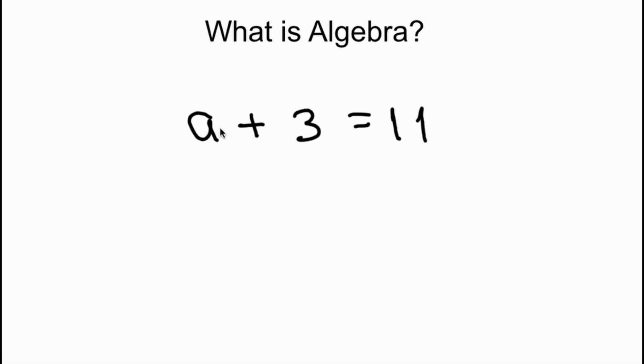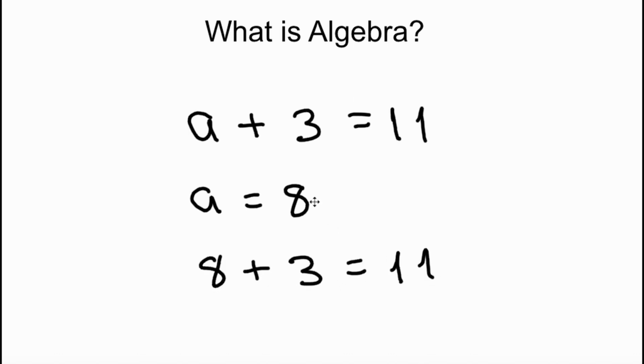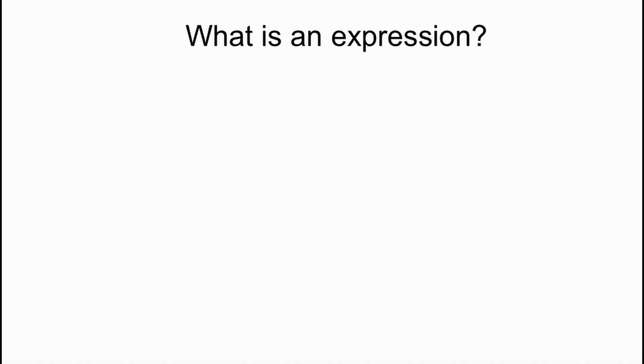So we can figure out what this A is by simply asking ourselves, what number plus 3 will give me 11? Well, after a little bit of thinking, you can come up with the answer that A has to be equal to 8, because 8 plus 3 is equal to 11. So the answer was 8. Therefore, A is equal to 8. Let's move on to our next slide.